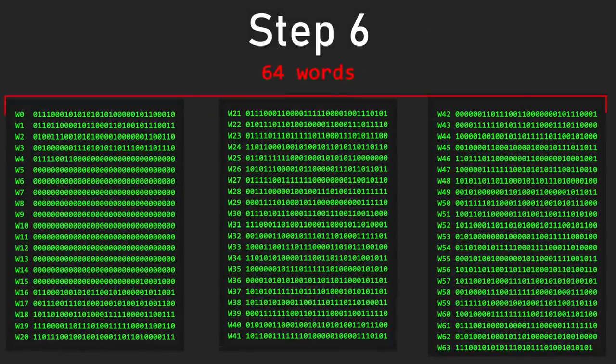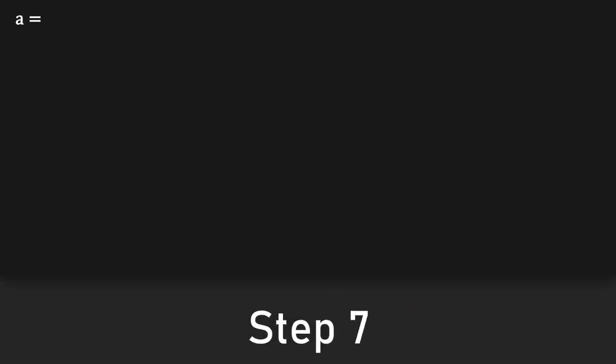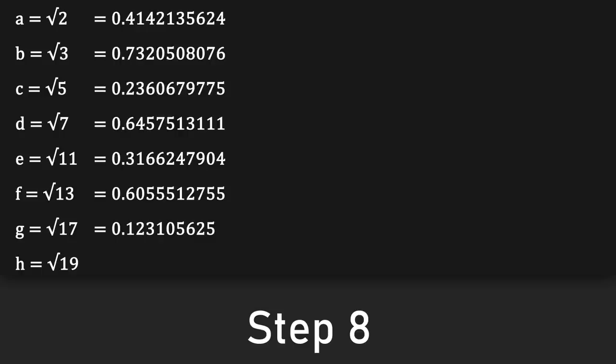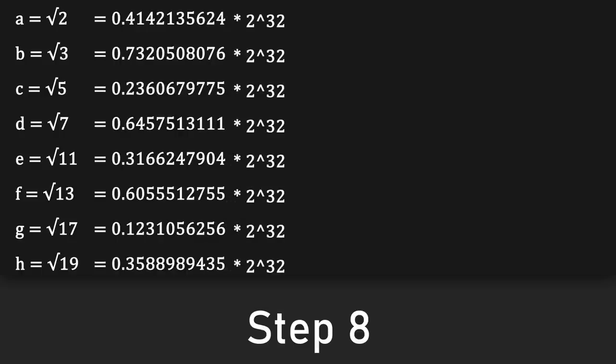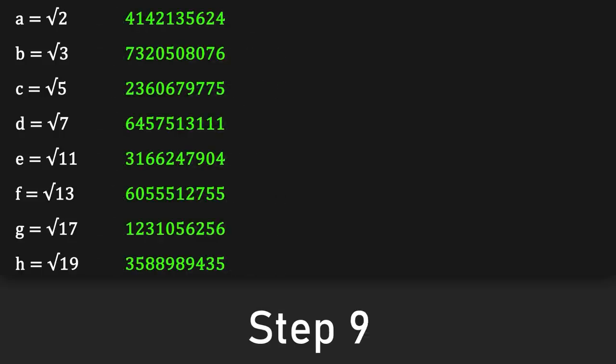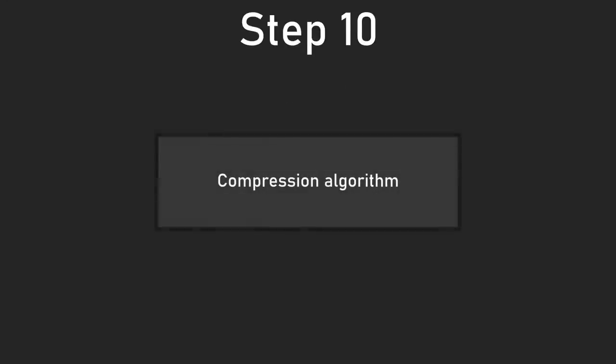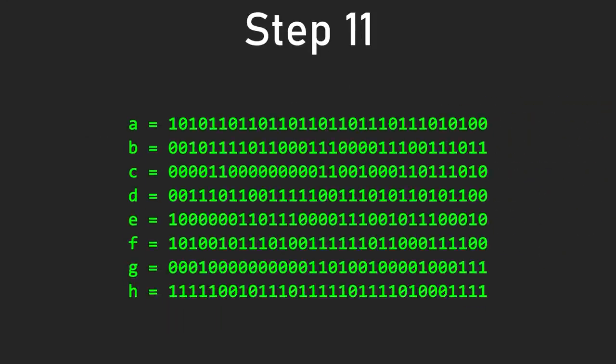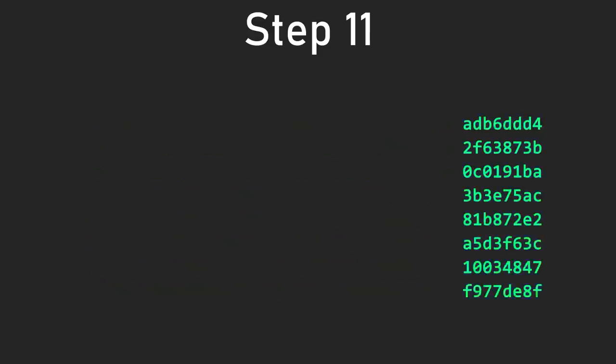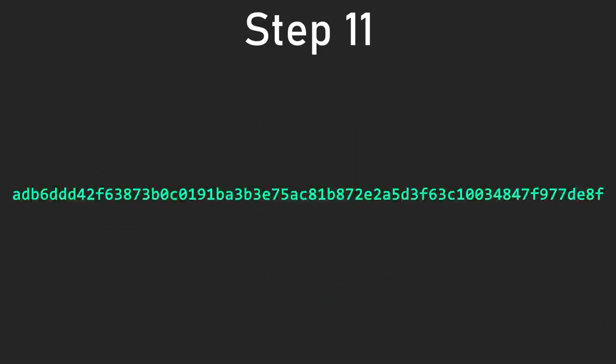Time for the main hash function. This is where the magic happens. Step 7. Find the square roots of the first few prime numbers. Step 8. Take the fractional parts of them and multiply them by 2 to the power of 32. Step 9. Convert them to binary. Step 10. Use some wacky compression algorithm to smush the square primes with the words. Step 11. You now have a set of 16 hash words. Convert them to hexadecimal, add them together, and boom! You're done! It couldn't be easier!